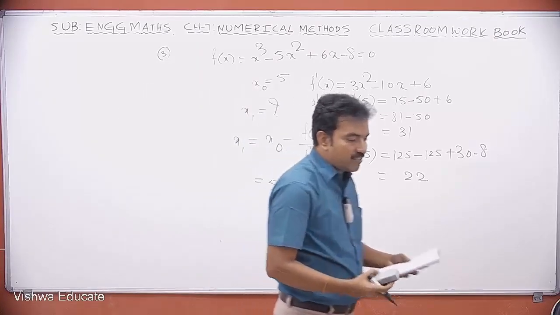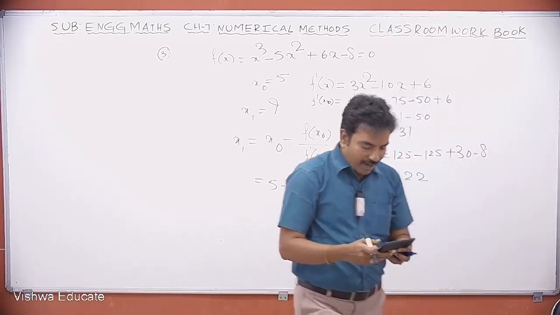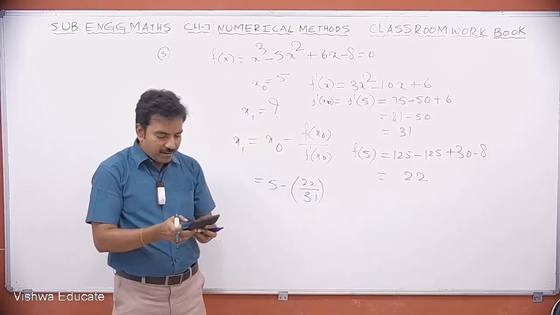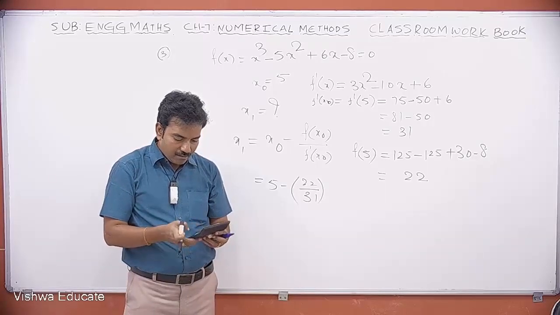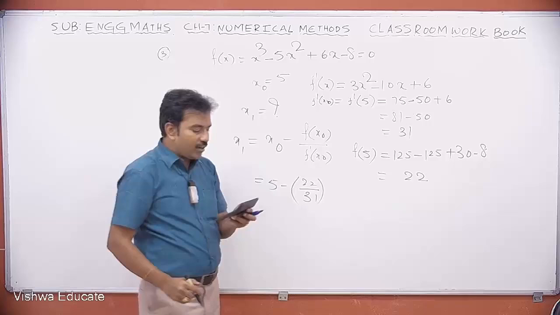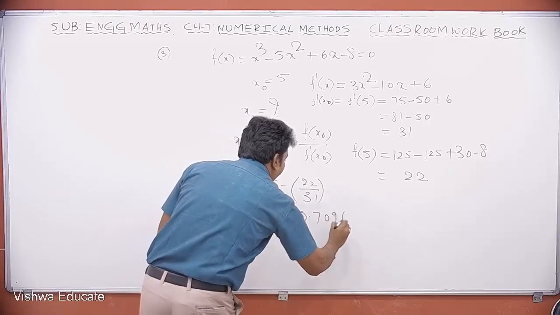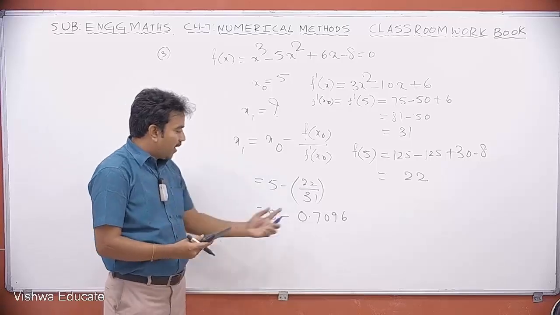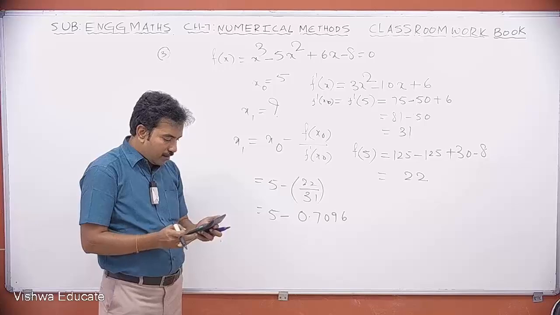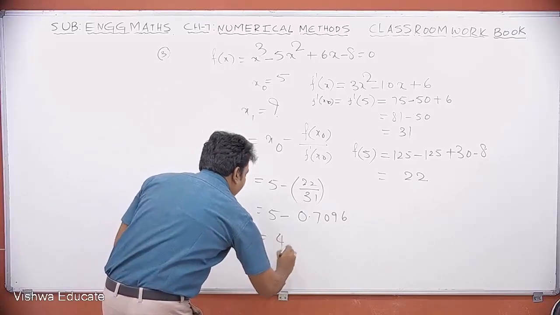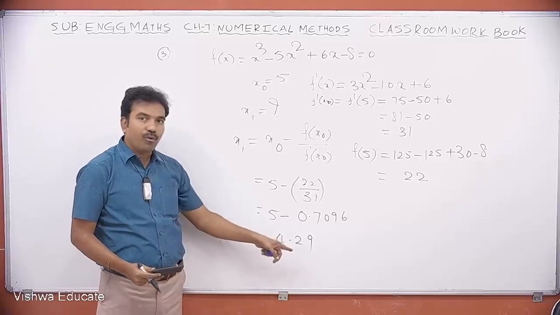Now let us simplify this. Here the value of 22 divided by 31 is 0.7096. So 5 minus 0.7096. Now let us subtract this from 5. So you will get this as 4.29. So therefore the value of x after first iteration is 4.29. Note this.